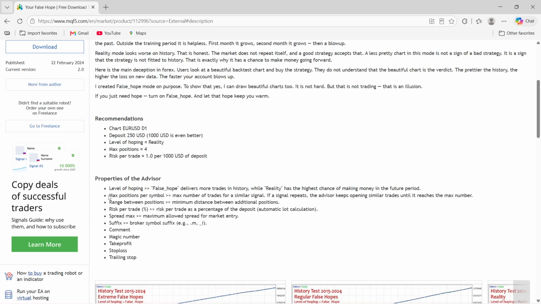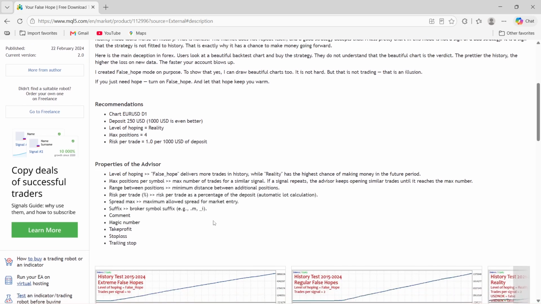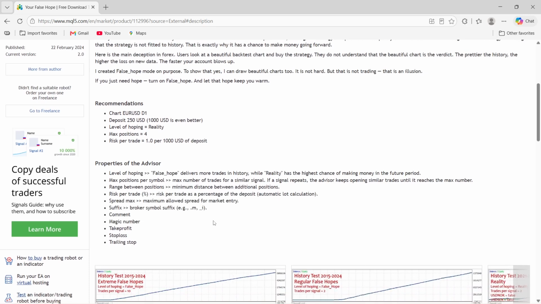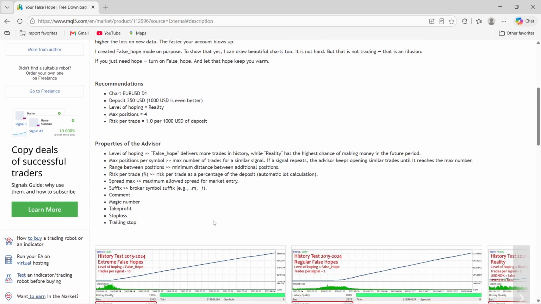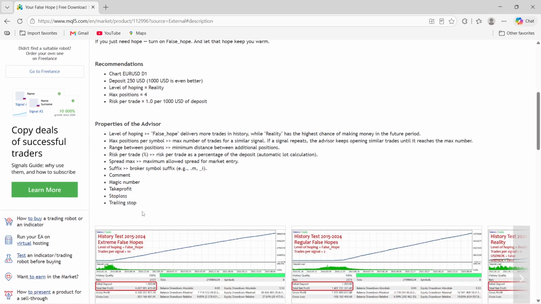All right, next up, we have the max positions per symbol or trades per signal. In some of the screenshots, this setting controls how many times the EA can open additional positions for the same underlying signal. If the model keeps seeing the same pattern, it can keep adding trades in the same direction until it hits that maximum. We also have the range between positions, minimum distance between additional positions, risk per trade, spread marks, and the rest of that. Take profit, stop loss, trailing stop.